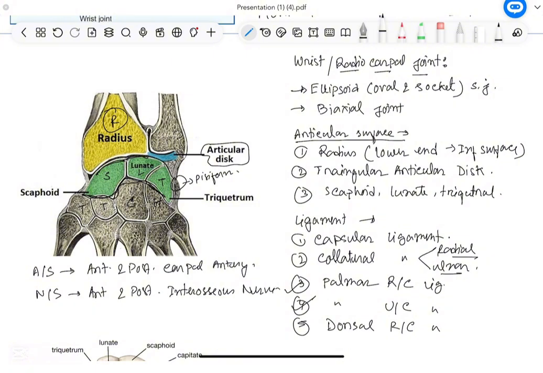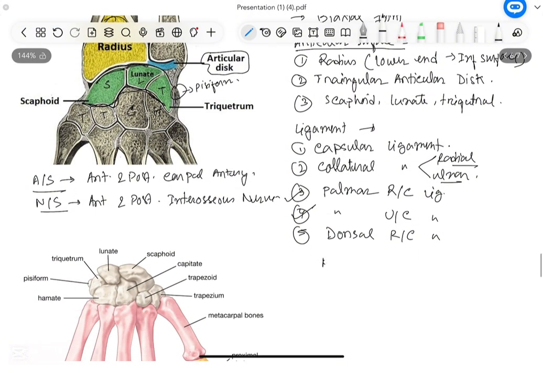Interosseous nerve. These are the information related with the wrist joint we have to remember. Next, what are the movements that take place in the wrist joint? Already I said, as it is a biaxial joint, movement will be in two axes, the anteroposterior axis and the transverse axis, and the movements are flexion, extension, adduction and abduction, and circumduction also, altogether.